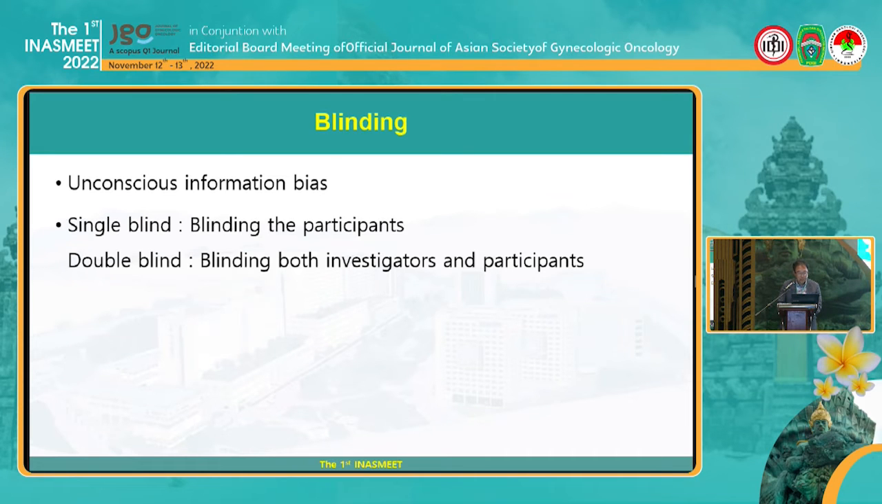Next is blinding. Unconscious information bias may be introduced if the investigators or participants are aware of who is getting the intervention or who is not. The procedure of blinding the participants or both the investigator and participants helps to eliminate this unconscious information bias. Whenever possible, blinding should be used in RCT. However, it is not always possible to blind either the participants or investigators due to the nature of the RCT, especially in surgical trials.